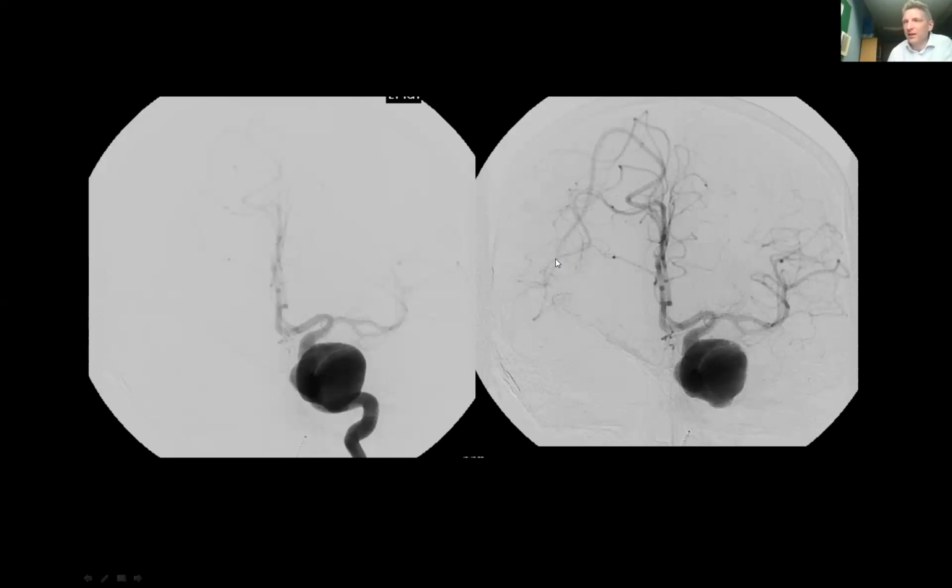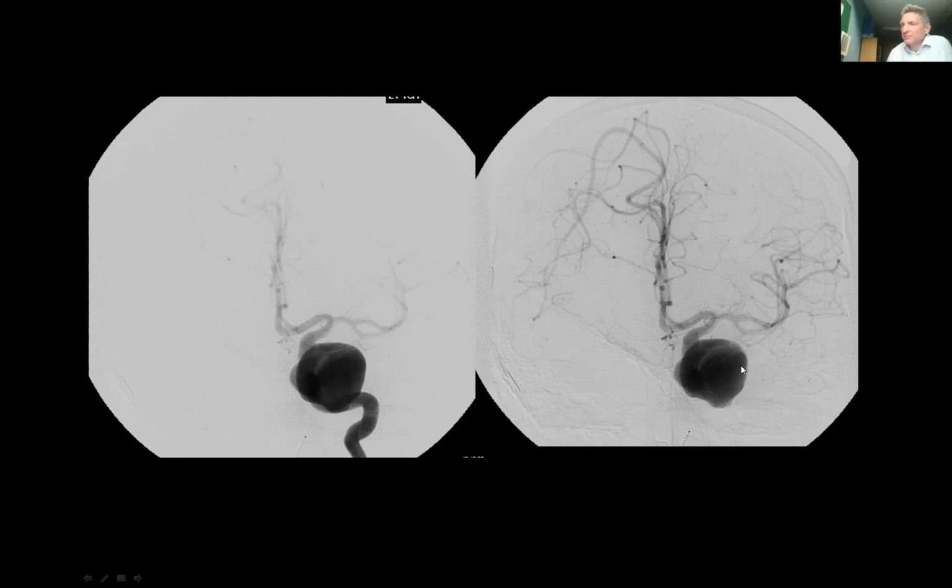Okay. Something's amiss causing that. So what would that make you want to also look at? So you need to look at the right ICA as well. Yeah, right. And before we do, where is this in terms of its anatomy? Is it intradural or somewhere else?